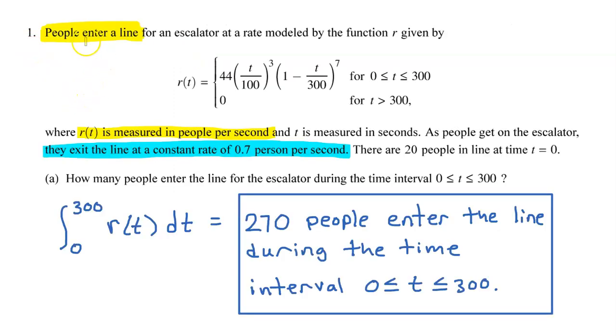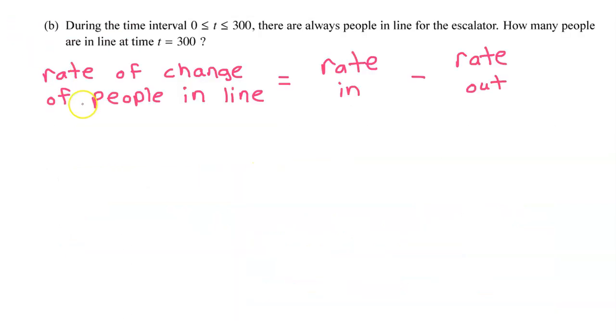Remember that in the setup of the problem, they gave us two different rates. They gave us a function for the rate at which people enter the line, and then they gave us a constant function for the rate at which people leave the line. The overall rate of change of the people in line will equal the rate in minus the rate out. The rate at which people enter the line is given by r of t. The rate at which people exit the line is a constant 0.7 people per second.